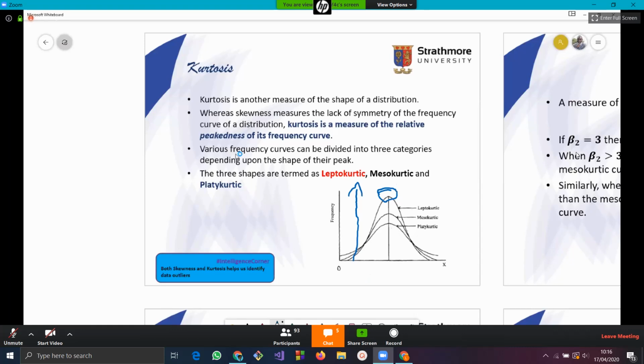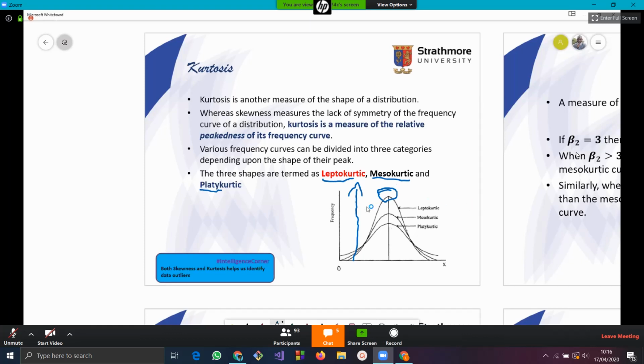So there are three shapes. The first one is called leptokurtic, that is the highest. The next one is mesokurtic, which is the moderate. And then finally, is platykurtic. We'll just be using these terms as we describe our data set, as we are not going to be doing exams on this one.